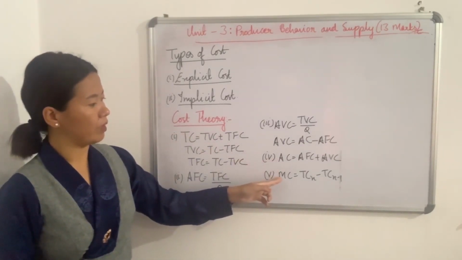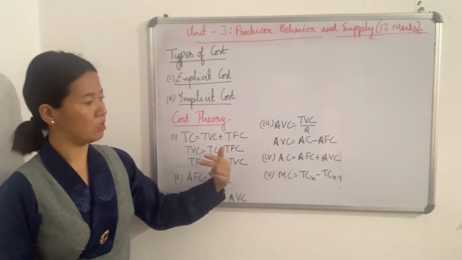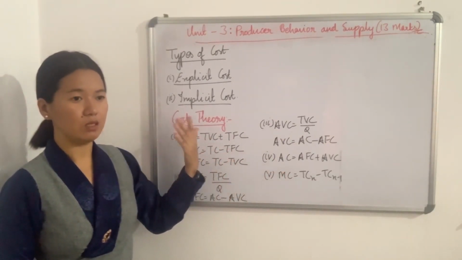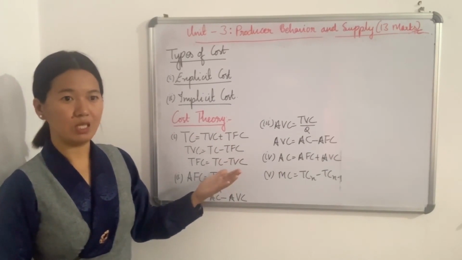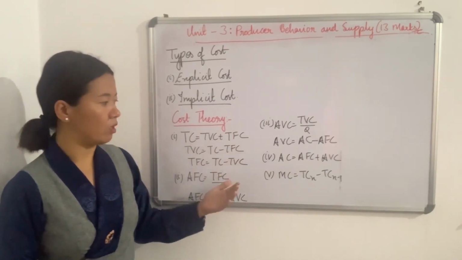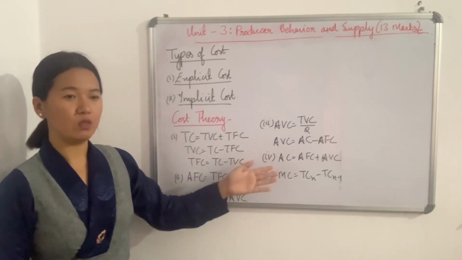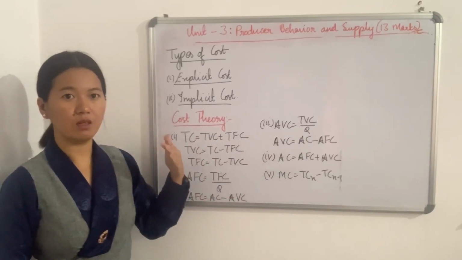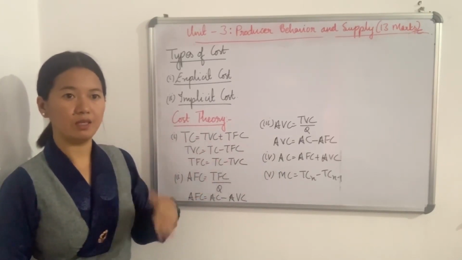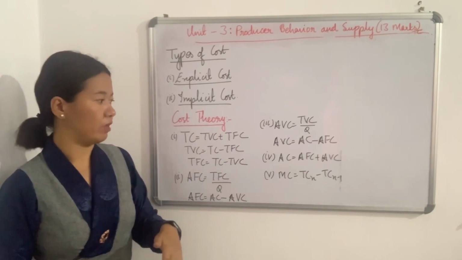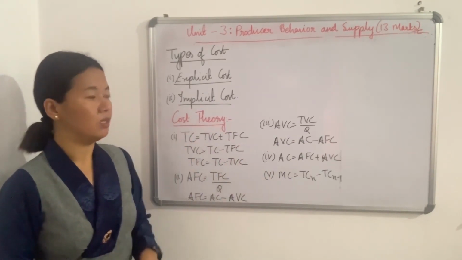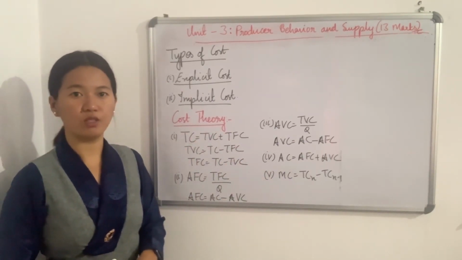And marginal cost, we have learned many times. We learned it in marginal utility and also in marginal product, and now marginal cost, that we have to deduct the previous one from the next variable. So these are the formulas for finding out cost theory.